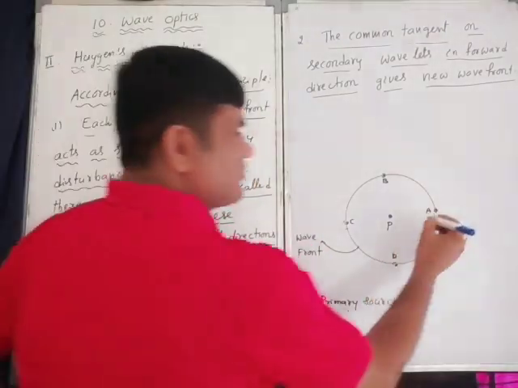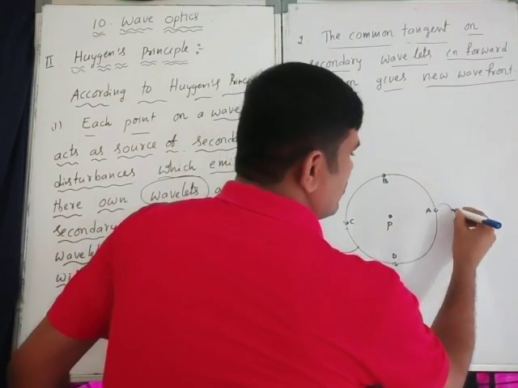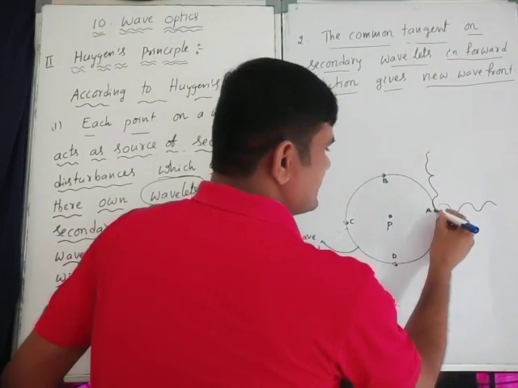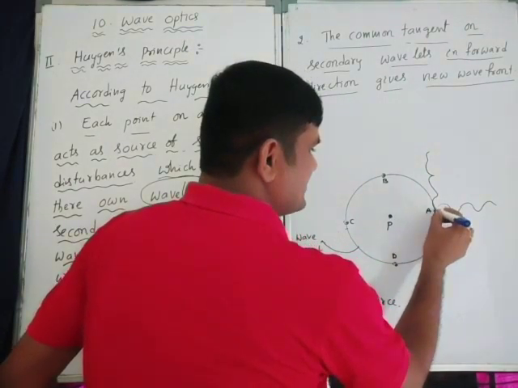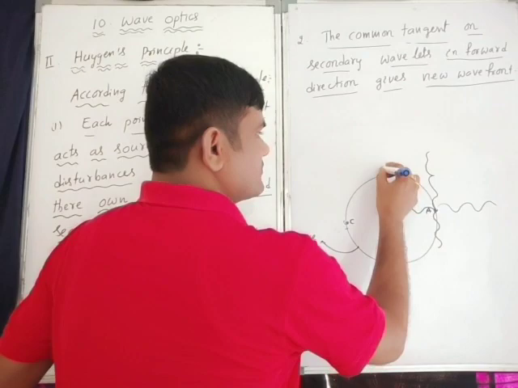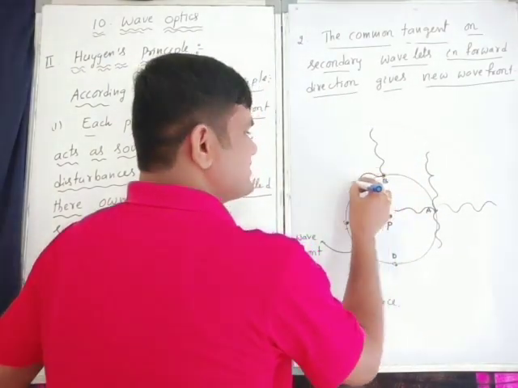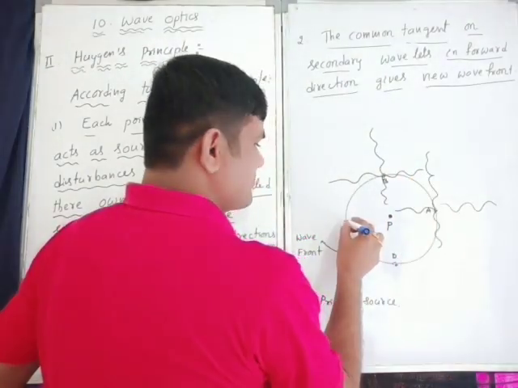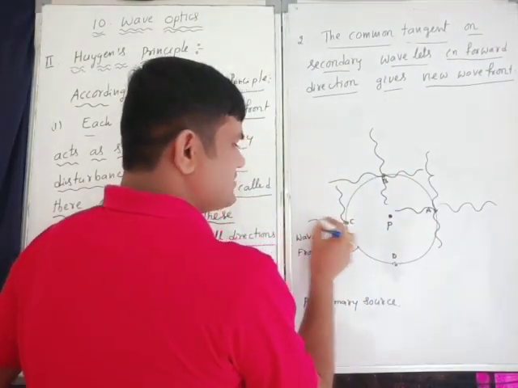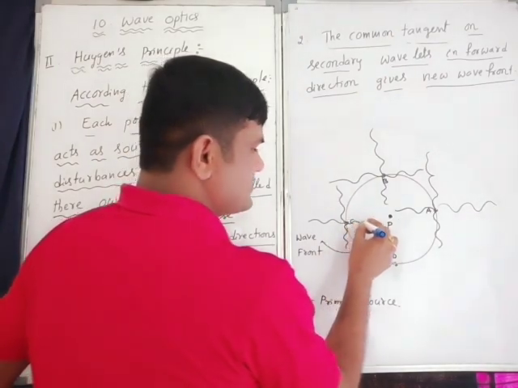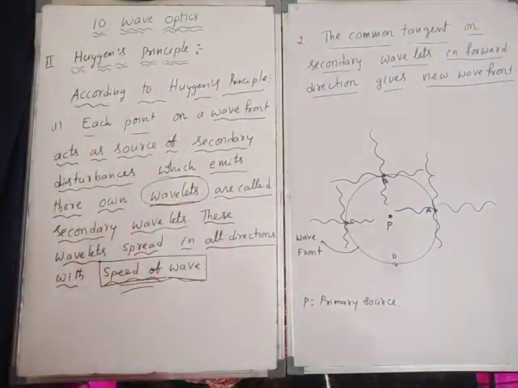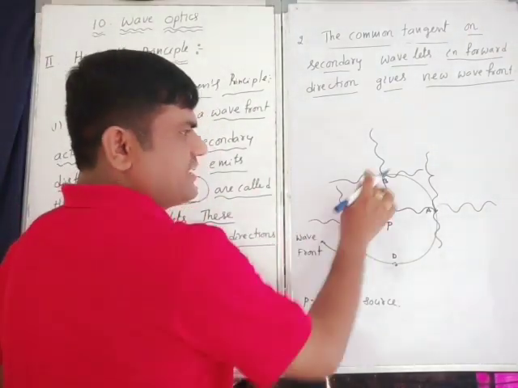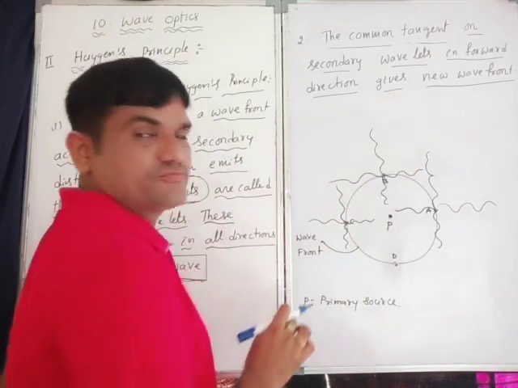So here again, what happened? The waves can move in this direction. So crest, trough, crest like that is the secondary disturbance. Each point is the source of secondary wavelets. Secondary wavelets. Right.